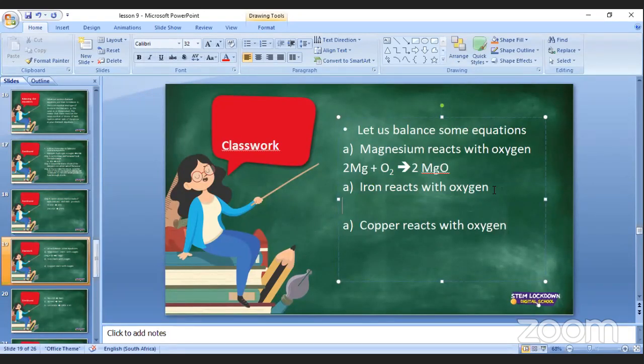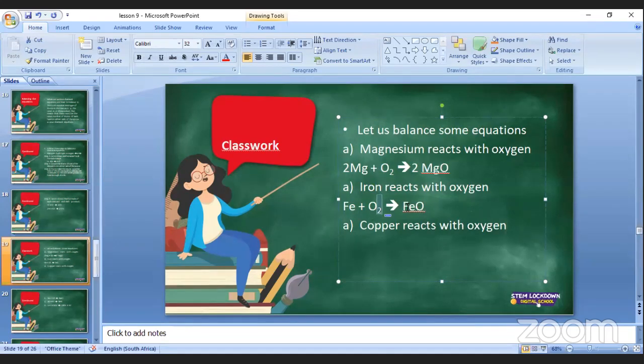Tell me what to write for when iron reacts with oxygen. Fe. Fe reacts with O2, oxygen. What do we get? It will give us FeO, which is iron oxide.